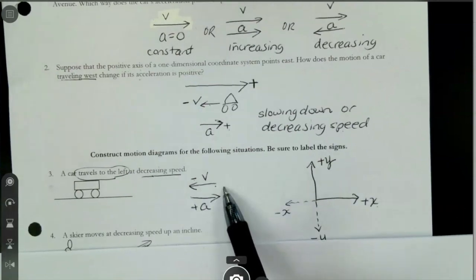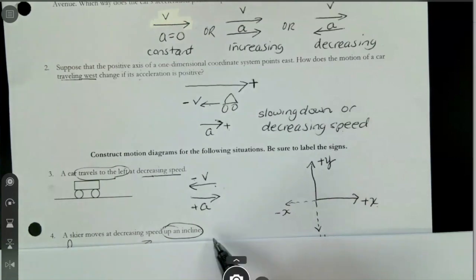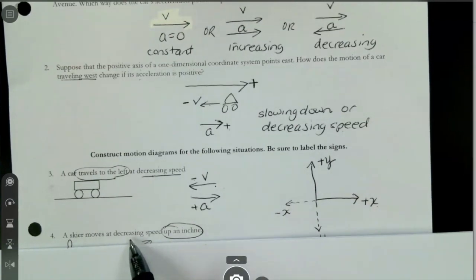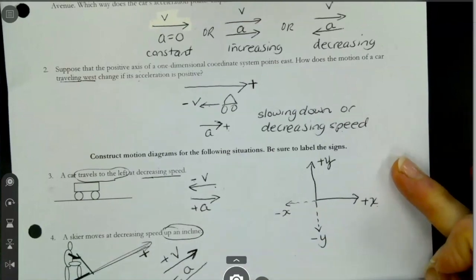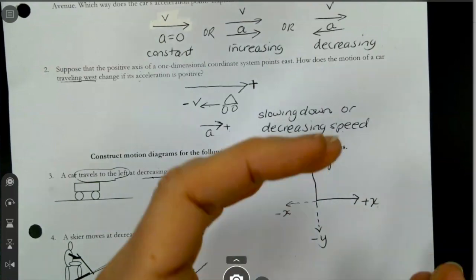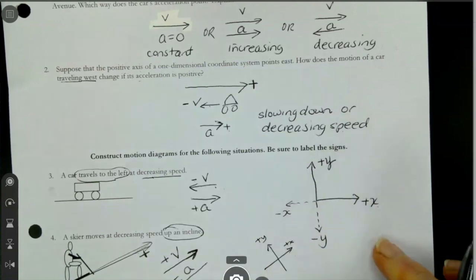A skier is decreasing speed up an incline. Here, up an incline means that your velocity arrow points up. Decreasing is going to tell you acceleration must point down. So velocity points up the incline, acceleration must point down. So this is positive, that's negative. It's like taking the coordinate system and just putting the whole thing on a tilt like this. Like this is positive y and that's positive x. We do that a lot.